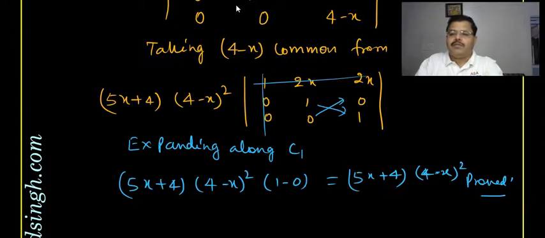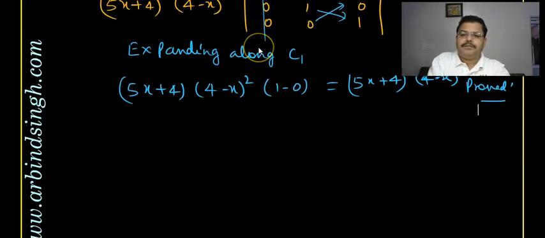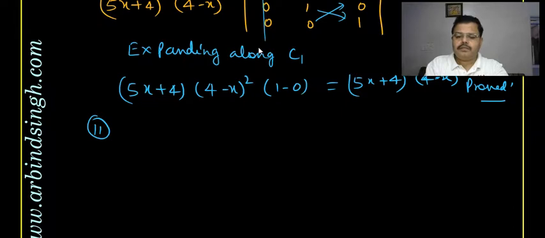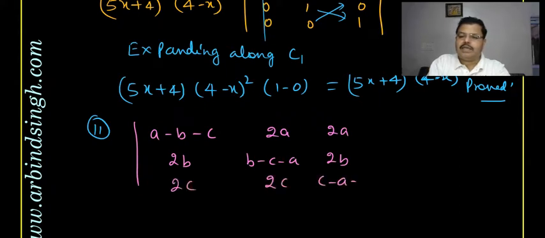Now one more question I am going to take here, question number 11. This is a very good question, in fact. See and try to understand. The determinant with rows A minus B minus C, 2A, 2A; 2B, B minus C minus A, 2B; and 2C, 2C, C minus A minus B has to become (A plus B plus C) whole cube.